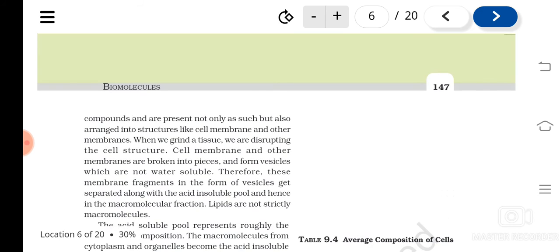Understood? So the acid insoluble pool, I told you, contains lipids, not because of the molecular weight, but because of some other reason. What is it? When they are broken into pieces, they form vesicles, and these are not soluble in water. Understood? So about lipids you understood.